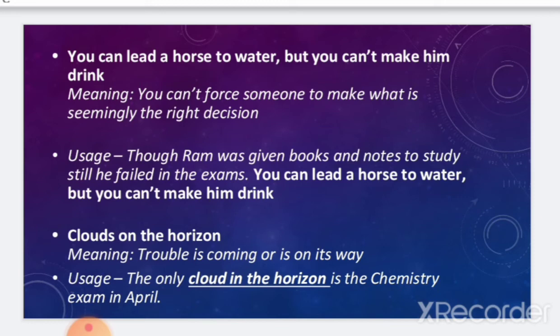Usage: Though Ram was given books and notes to study, still he failed in the exams. You can lead a horse to water, but you can't make him drink. Next, clouds on the horizon, meaning trouble is coming or is on its way. Usage: The only cloud on the horizon is the chemistry exam in April.